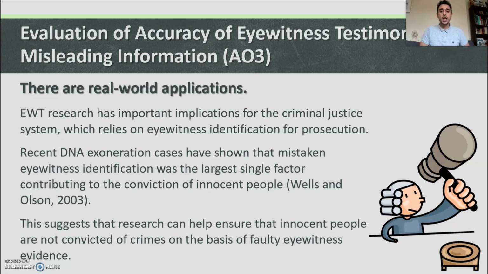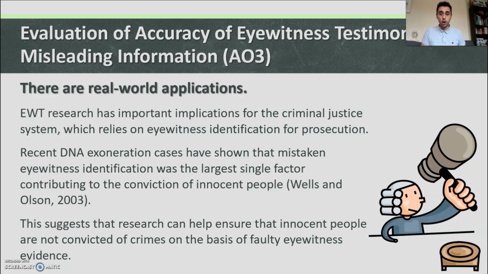Eyewitness testimony research has important implications for the criminal justice system, which relies on eyewitness identification for prosecution. Recent DNA exoneration cases have shown that mistaken eyewitness identification was the largest single factor contributing to the conviction of innocent people. This suggests that research can help ensure that innocent people are not convicted of crimes on the basis of faulty eyewitness accounts. Okay?